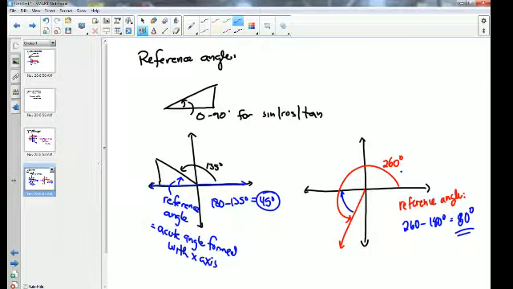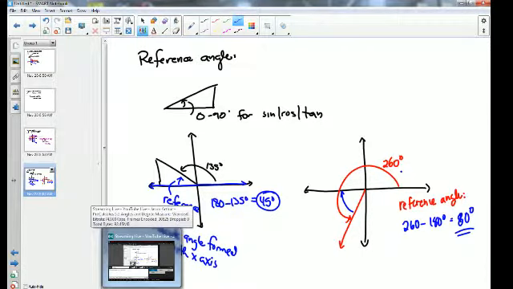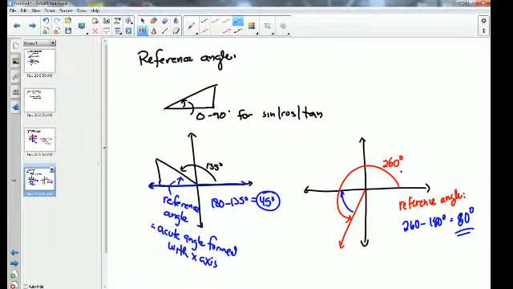Are you okay with that? You can figure out what reference angles are? All you're doing today is calculating what a measurement of the reference angle is. Not too bad. It's just something you've probably never seen before because you've never had to deal with it. Good? Okay.